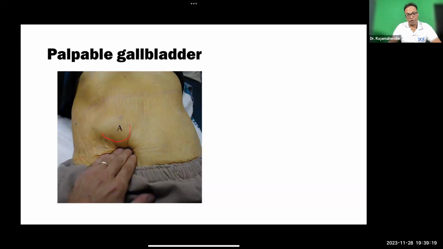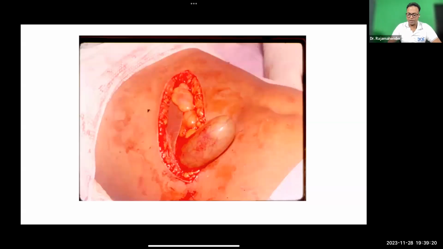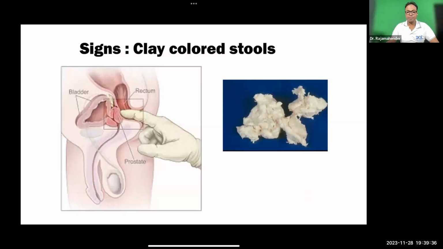Now you can see a palpable gallbladder up to the right iliac fossa. The gallbladder is palpable, so it is a case of cancer. You can see such an enlarged gallbladder here. Such an enlarged gallbladder indirectly implies it is a cancer only. So this is an intraoperative image of a periampullary cancer. Don't forget, this is a periampullary cancer showing you an enlarged gallbladder.